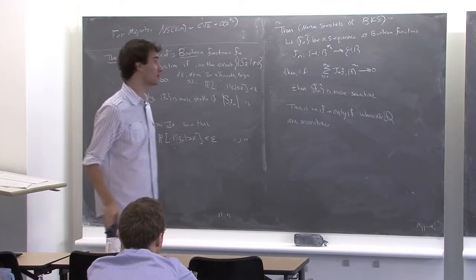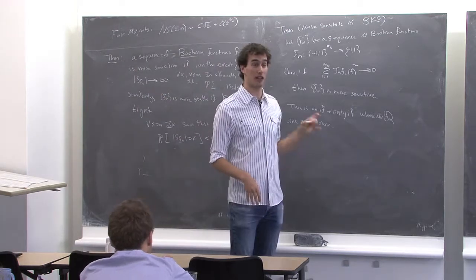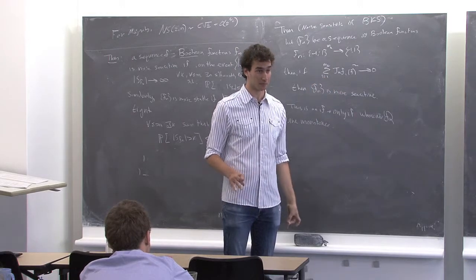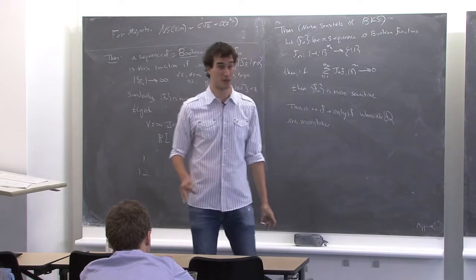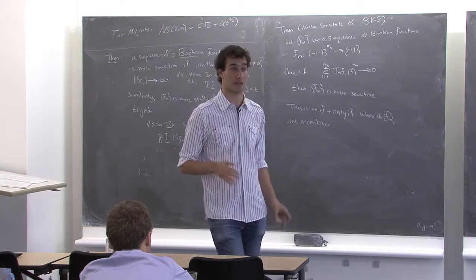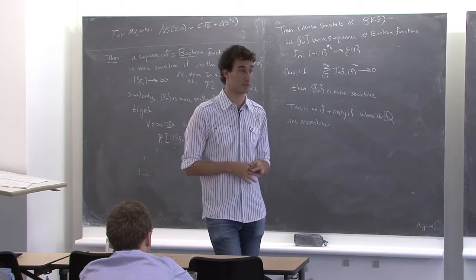So in particular, this automatically tells us that majority is not noise sensitive, because 1 over square root of n sums up to a constant, whereas tribes is noise sensitive, because log n over n squared gives us something that absolutely does not sum up to a constant.